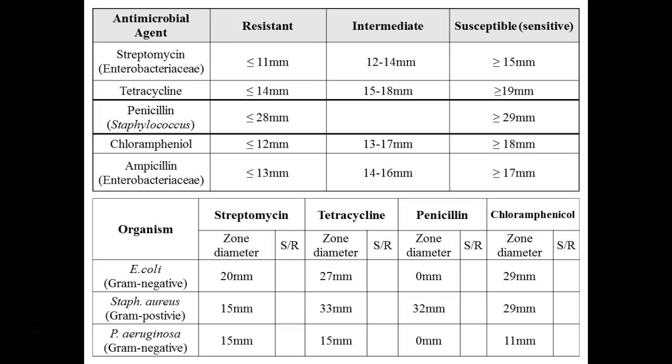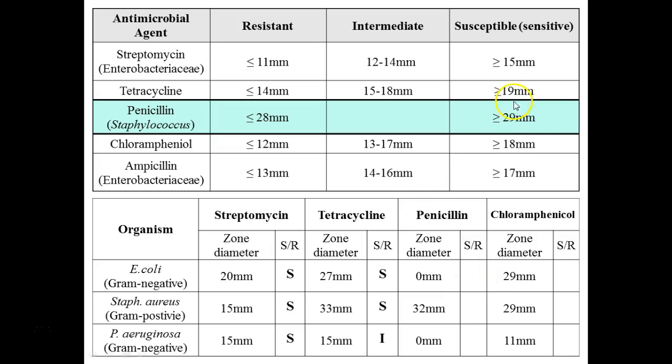So again, how do we interpret our results? For streptomycin, and these are older results from a different semester, we'll look at our actual results in a moment. For streptomycin, it's got to be 15 or greater, and 20 is greater than 15, so therefore it's sensitive. So is it for our Staph aureus and the Pseudomonas. For tetracycline, it's got to be 19 or greater. So E. coli is sensitive, the Staph is sensitive, the Pseudomonas is resistant, or intermediate.